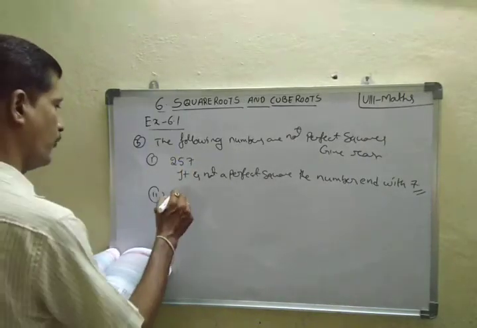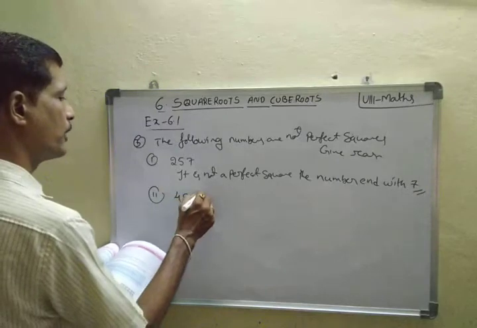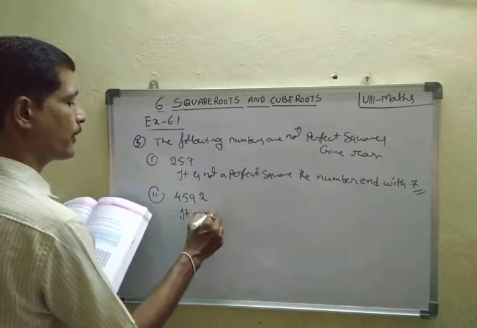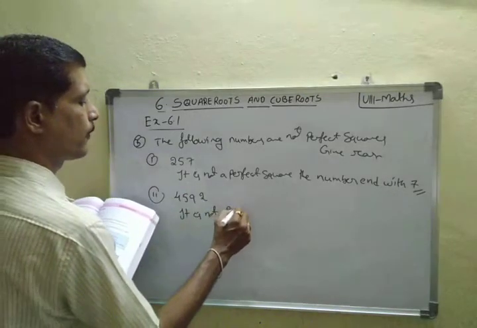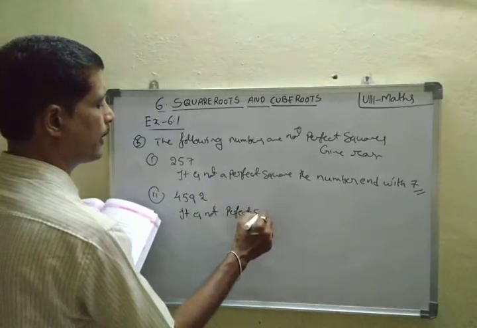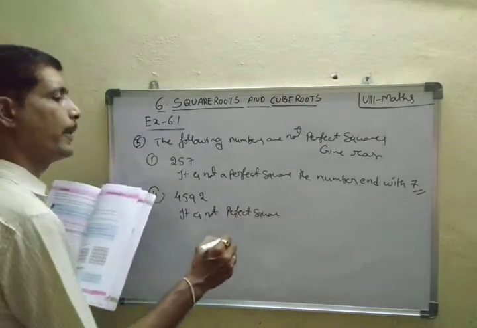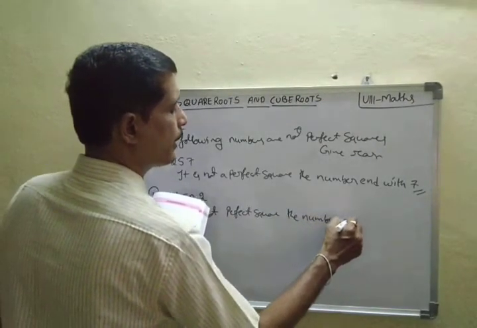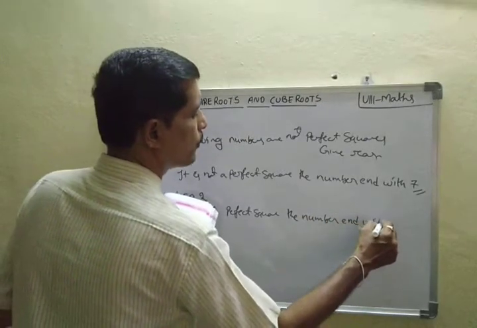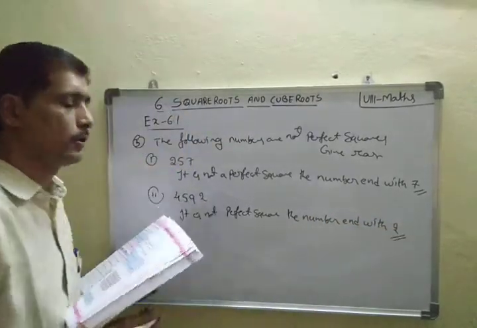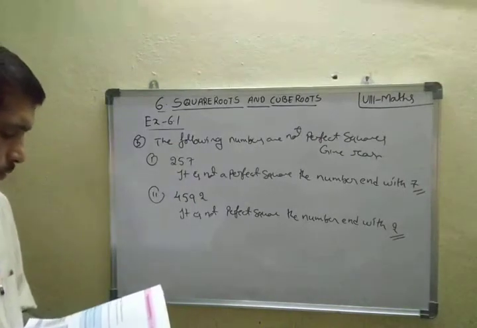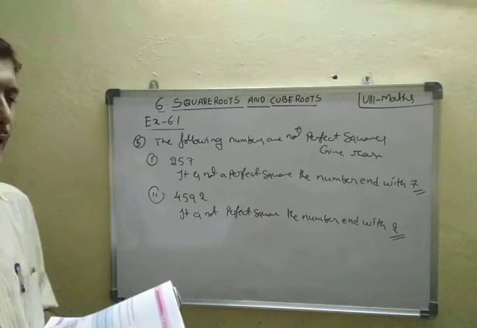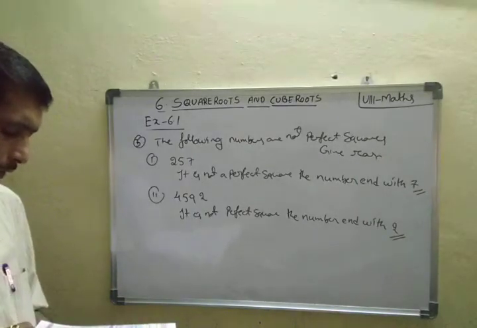Next one is 4592. It is also not a perfect square. The reason is the number ends with 2, or the unit digit is 2. Next remaining is 2433. That is also not a perfect square, because the number ends with 3.